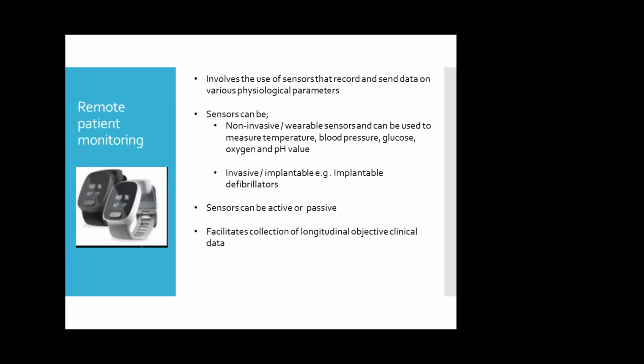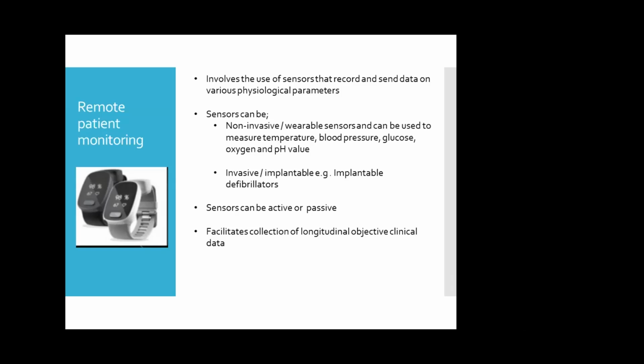Well, I think you all have seen those watches, so maybe some of you already have one. So with remote patient monitoring, we can have a number of sensors that can be used to record and send data about various physiological parameters. These sensors can be non-invasive, such as a wearable sensor. These watches are a typical example. And you can measure a number of things: temperature, blood pressure, glucose, oxygen. So you can already probably start seeing how we can use this.